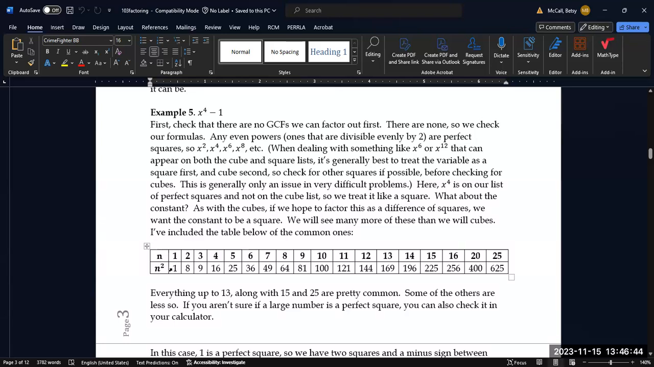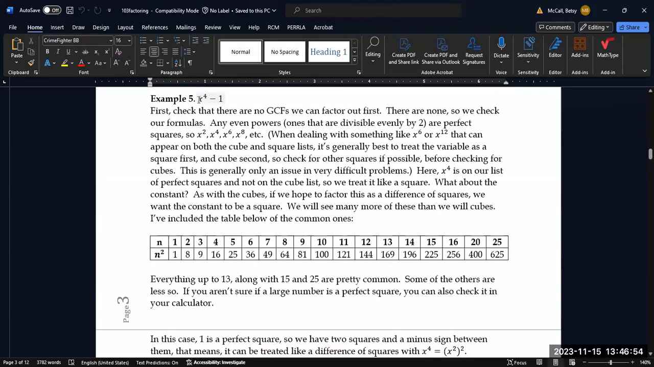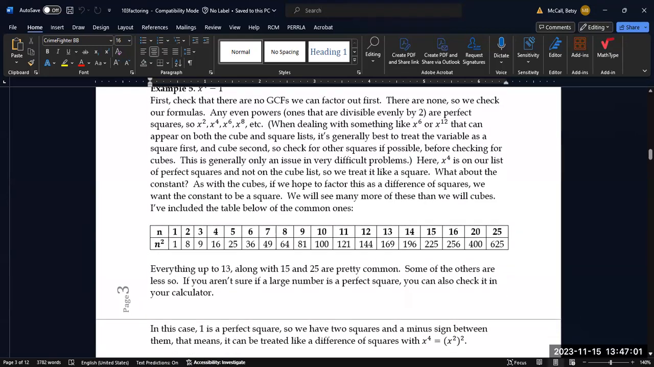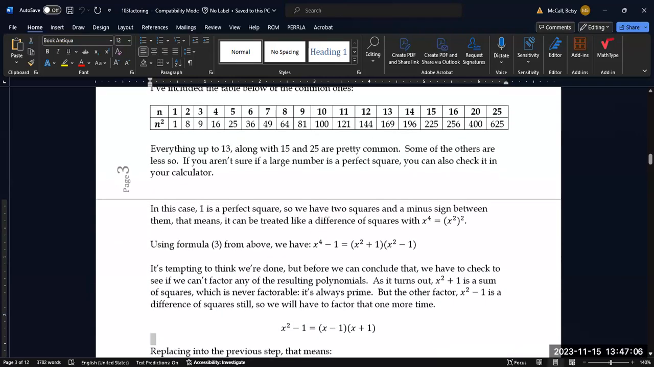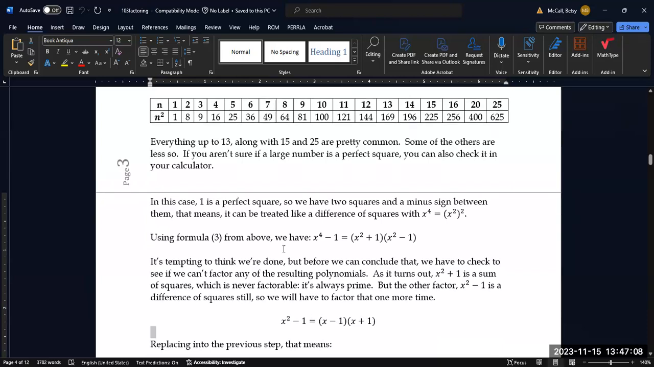So 1 is obviously 1 squared. So for this particular example, we don't need all of these, but in a general case, you might. Now, in this case, we're going to factor this. X to the fourth is equal to x squared quantity squared. So in our difference of squares formula, A is actually going to be equal to x squared, and B is going to be equal to 1. And so we can factor this as x squared plus 1 and x squared minus 1.